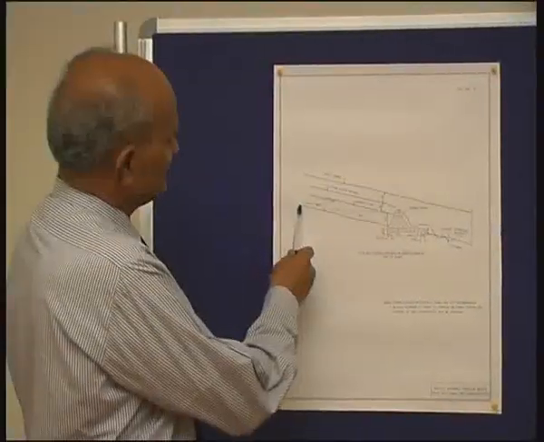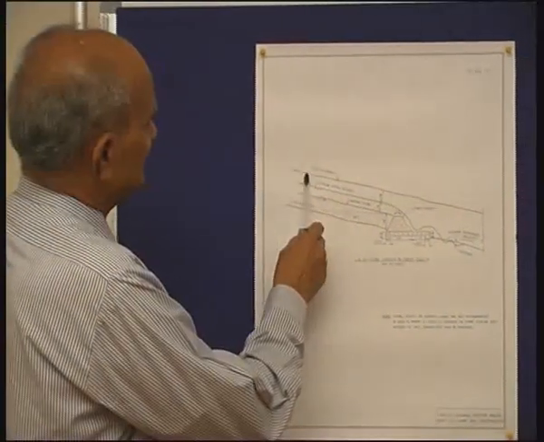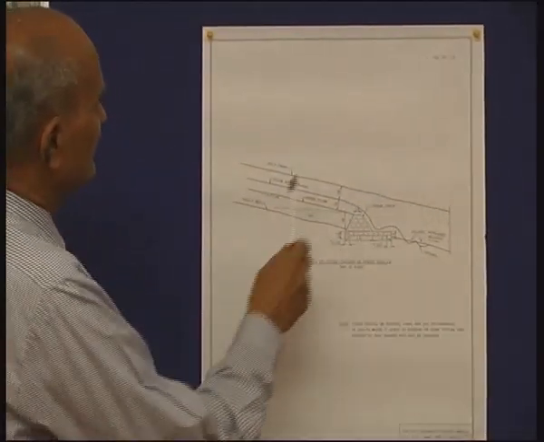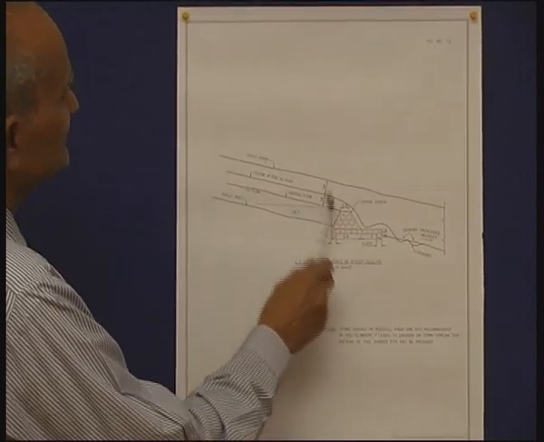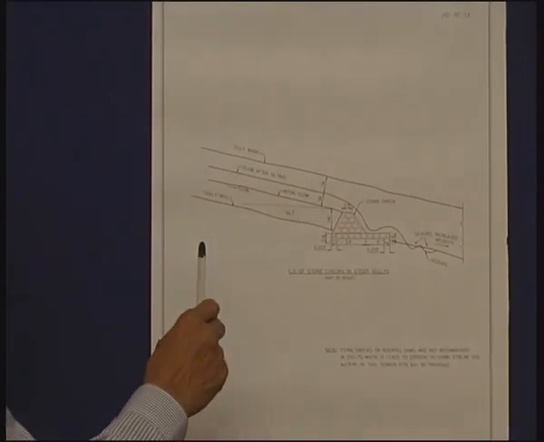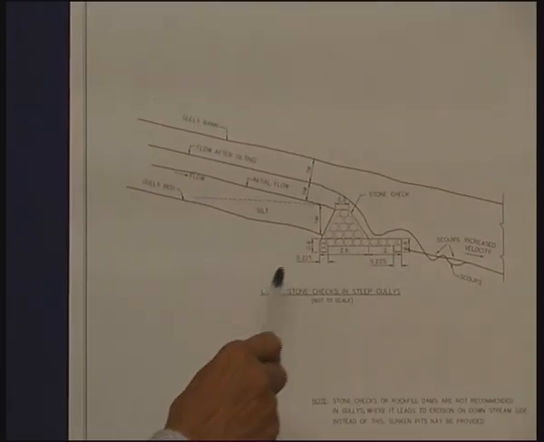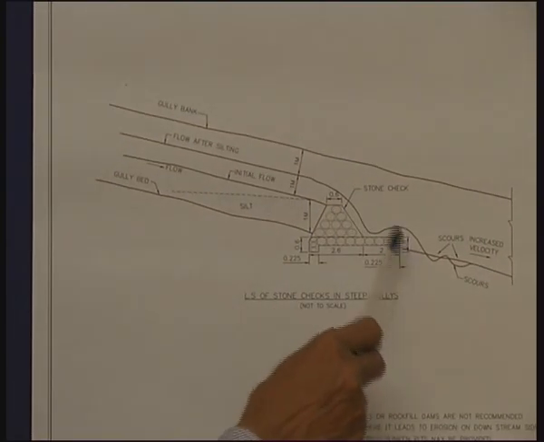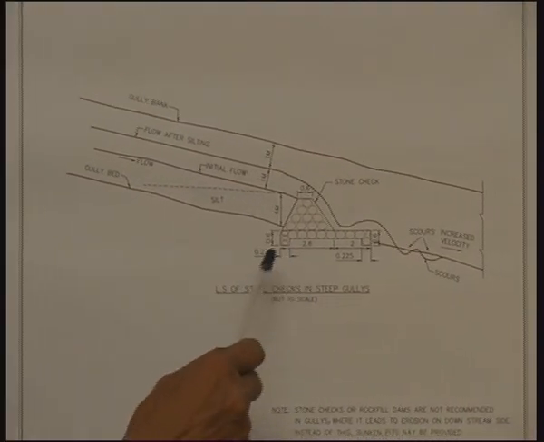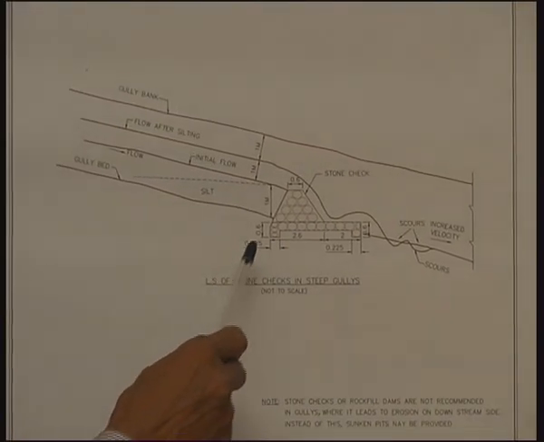Gully control works and sunken pits within the gully. This is the bed of the gully, this is the bank of the gully. The flow is like this, and in order to reduce the erosion within the gully, stone checks were constructed and they are called rock-fill dams.